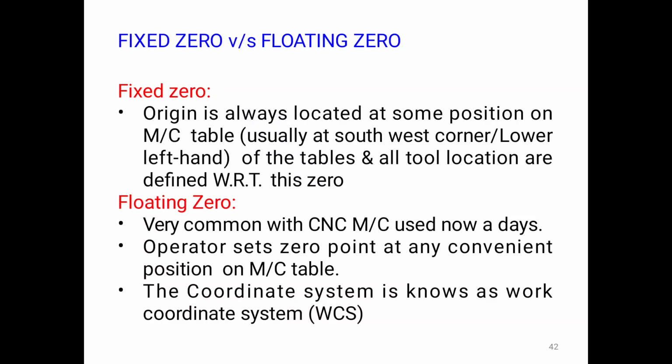In floating zero, which is very common with CNC machines used nowadays, the operator sets a zero point at any convenient position on the machine table. So floating zero is the most widely used nowadays. The coordinate system is known as the work coordinate system.